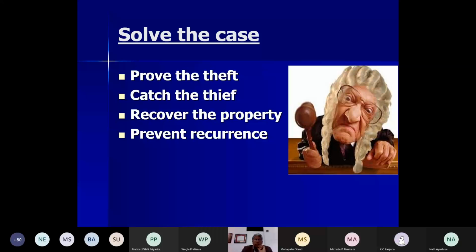So to solve the case, whether there is thief or no thief, whether theft has occurred or not, and who has stolen, Sherlock Holmes has to collect lots of evidence. And it has to be proved in the court beyond doubt. So first and the foremost thing is to prove that there has been theft. If we can't prove that there has been theft, we cannot say that there is a thief.